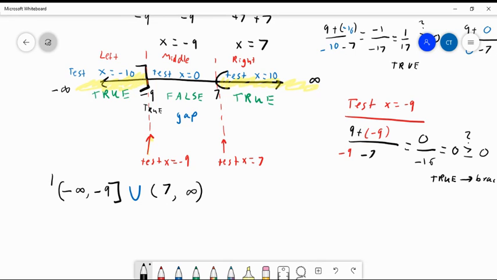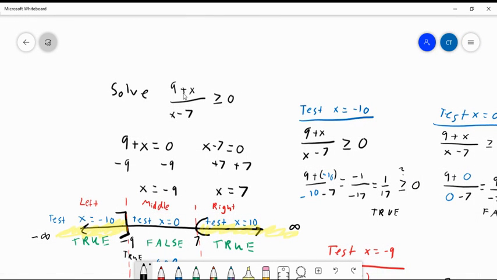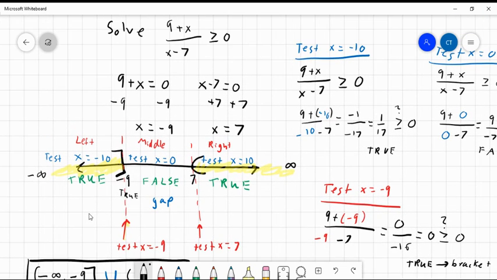And there you have it. That is your solution to the nonlinear rational inequality (9 plus x) over (x minus 7) is greater than or equal to 0. In other words, any number within either of these intervals will make the original inequality true.